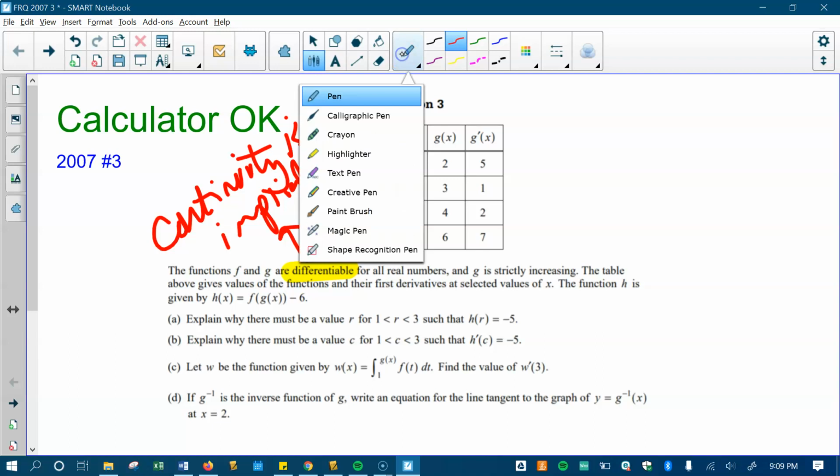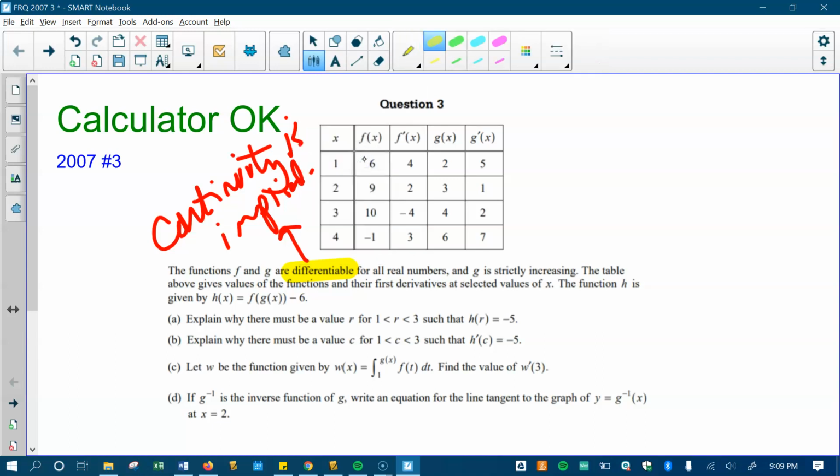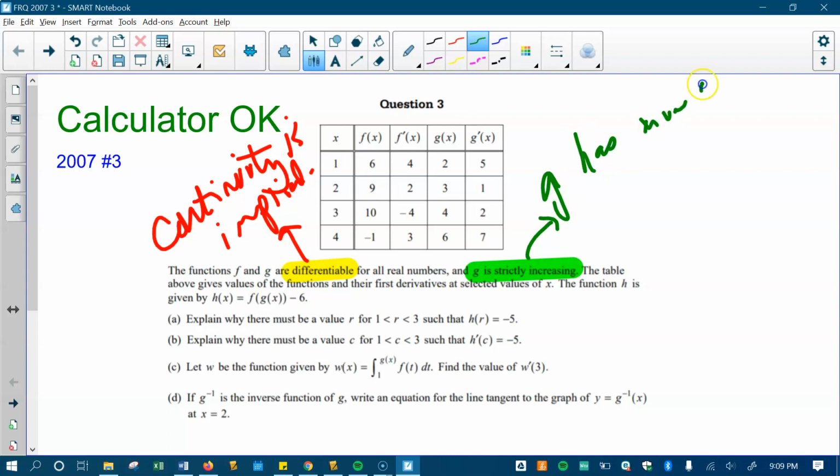For all real numbers, so functions f and g are differentiable for all real numbers, then g is strictly increasing. Okay. Well, when we say g is strictly increasing, that usually is implying something like g has an inverse. That's usually what they use that for. Sometimes they also use it, if g is strictly increasing, that means g prime is always positive. I believe that's all we could really say about g.